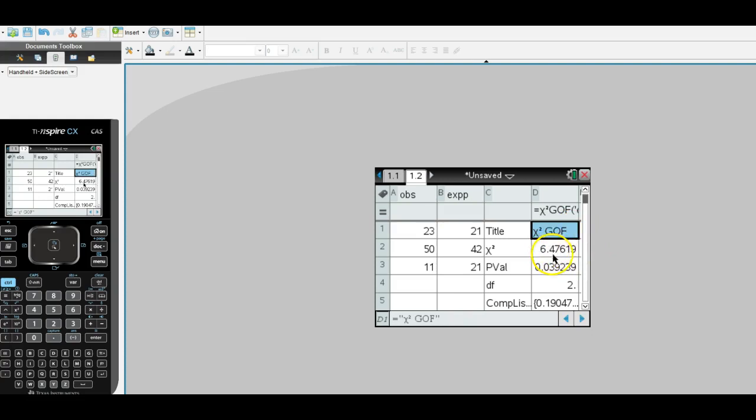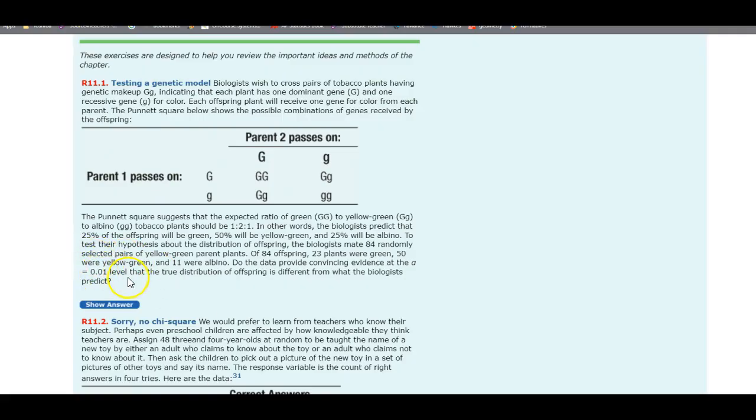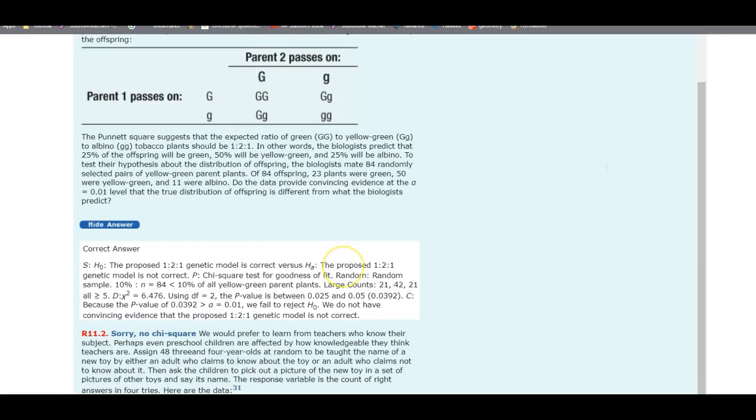We get a chi-squared statistic of 6.476, p-value 0.039. So at the 1% level, if alpha is 0.01, we'd fail to reject the null hypothesis. We don't have convincing evidence that this population doesn't follow that genetic code offspring ratio.